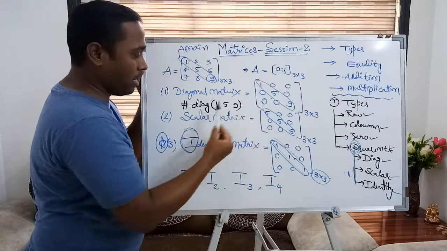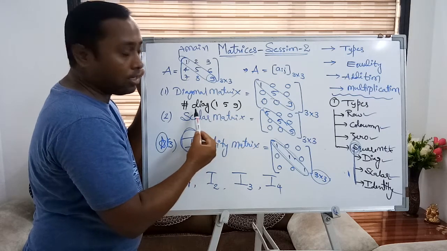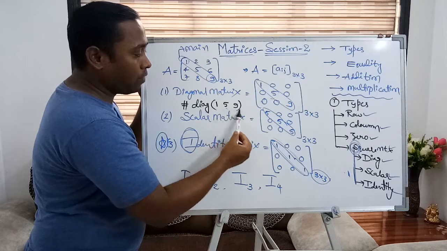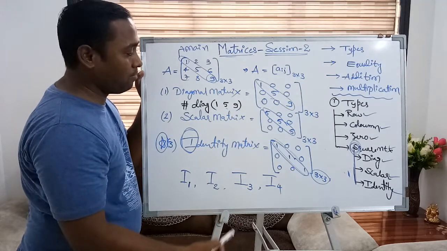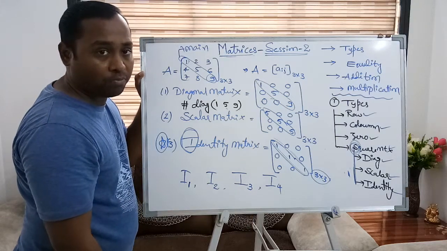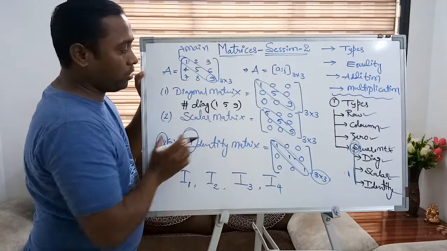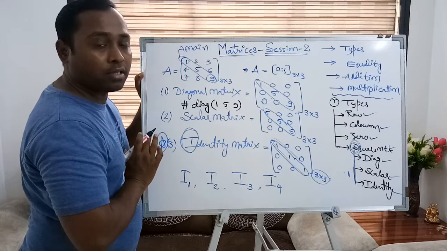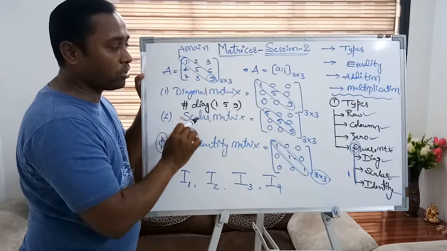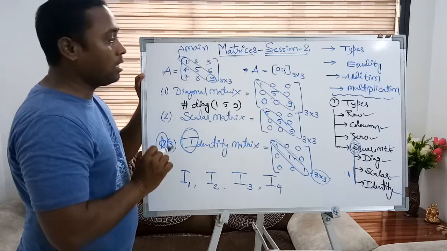We may write this matrix as diag 1 5 9. Diag means diagonal matrix. In the same way we can write for a scalar matrix also, and an identity matrix also. So this is the shortest notation to write a diagonal matrix, nothing else. Remember this point very importantly. Shortest notations are also important.